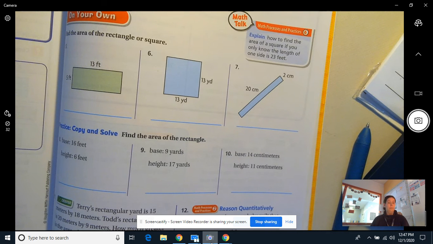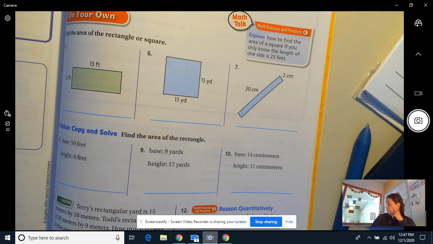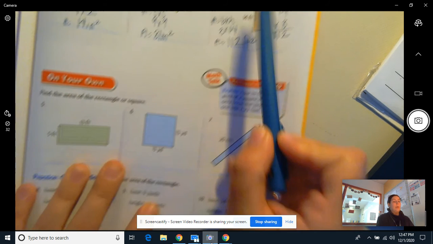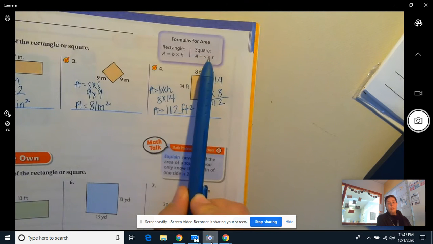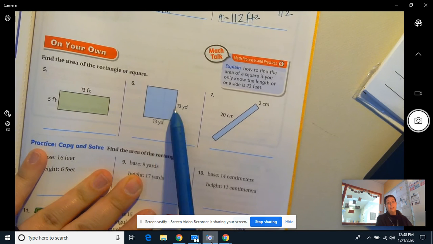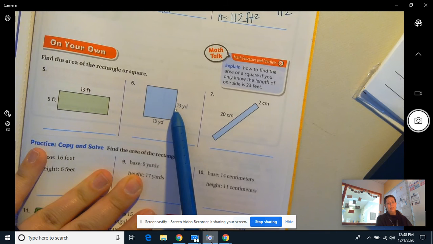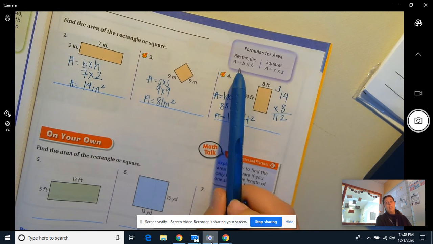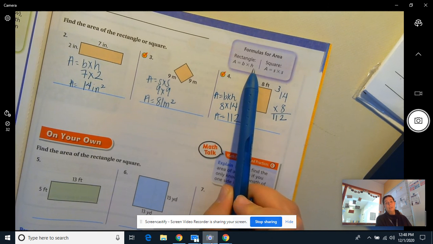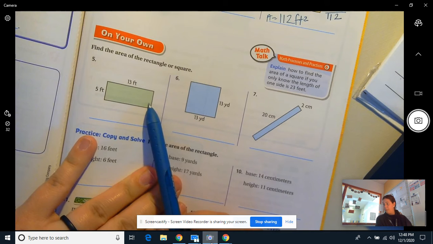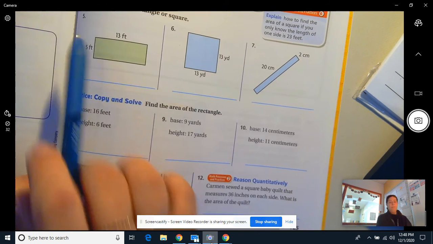How do you know if you can put A equals S times S? The only time we do S times S is for a square shape, like this, when both sides are the exact same. Okay? When it's base times height, that's a rectangle. Okay.